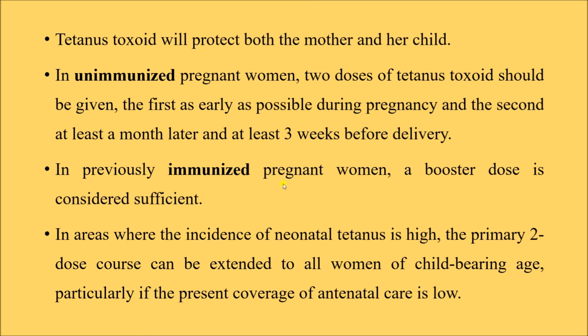If the woman was previously immunized with 2 doses of tetanus toxoid within last 3 years, then a single booster dose is sufficient. In areas where incidence of neonatal tetanus is high, the primary 2 doses course can be extended to all women of childbearing age, particularly if the present coverage of antenatal care is low. So that means any woman in the childbearing age, irrespective of whether she is pregnant or not, should be given 2 doses of tetanus toxoid.